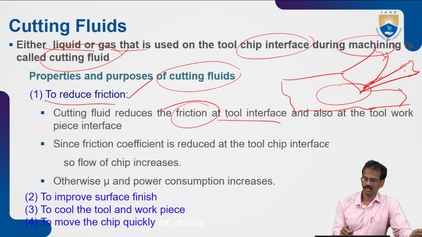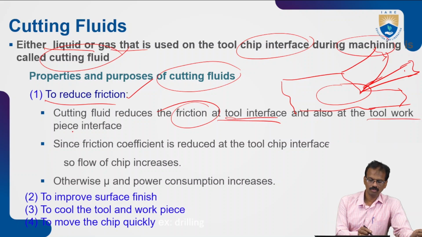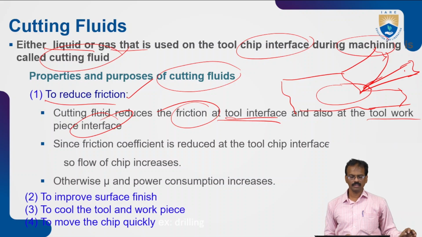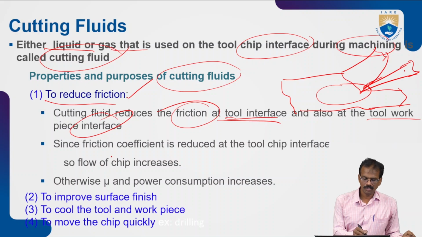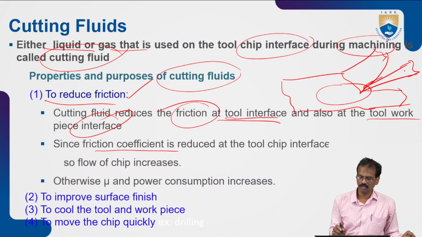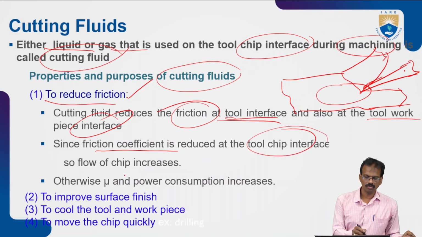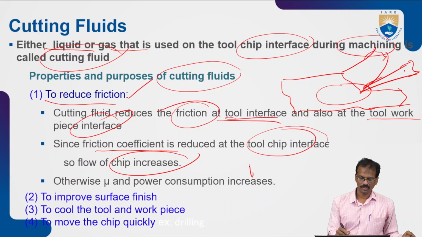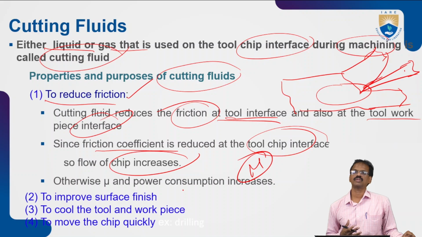Cutting fluid reduces the friction which occurs between the cutting tool and the workpiece interface, at the tool workpiece contact also. Next, since the frictional coefficient is reduced at the tool chip interface, automatically the flow of chip increases on the rake face of the tool. Otherwise the coefficient of friction and power consumption are also increased.